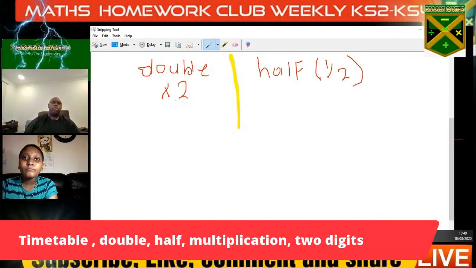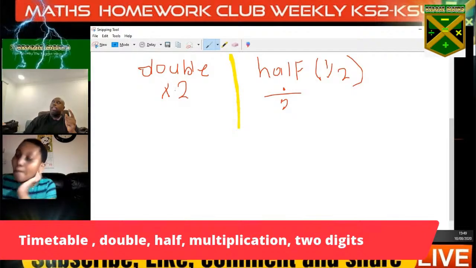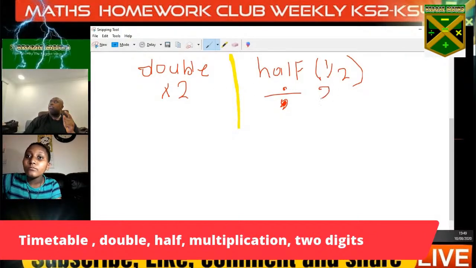What's the opposite of times? Sorry? The opposite of times is divide. Right? So look, doubling and times by 2 is the same. The opposite of times is divide by 2. Okay? So let's just think about this, Denzel. Don't rush, just focus. Right?